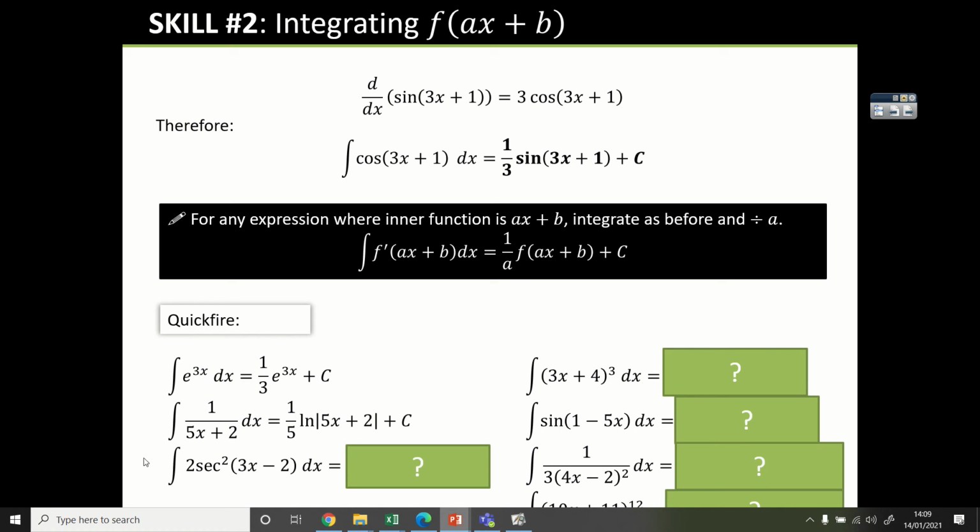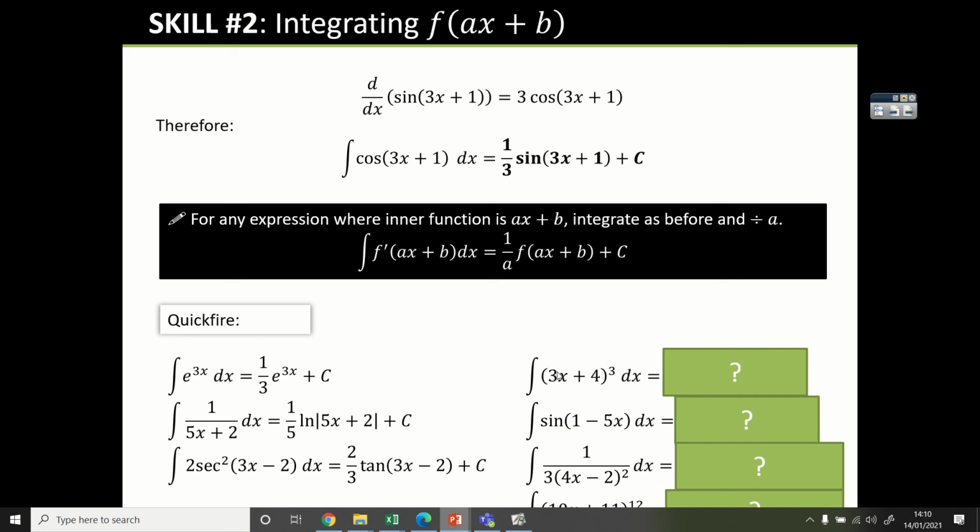Thirdly, a few more left. We've got 2 sec squared (3x minus 2) dx. The 2 at the front is just a constant multiple, so we're going to keep that as it is. Sec squared integrates to tan of x. So sec squared of 3x minus 2 will go to tan of 3x minus 2. But because of the 3, we're going to divide everything by 3 as well. So it's 2/3 tan(3x minus 2) plus c. Again, if you're not sure, differentiate it back and it should make that again.